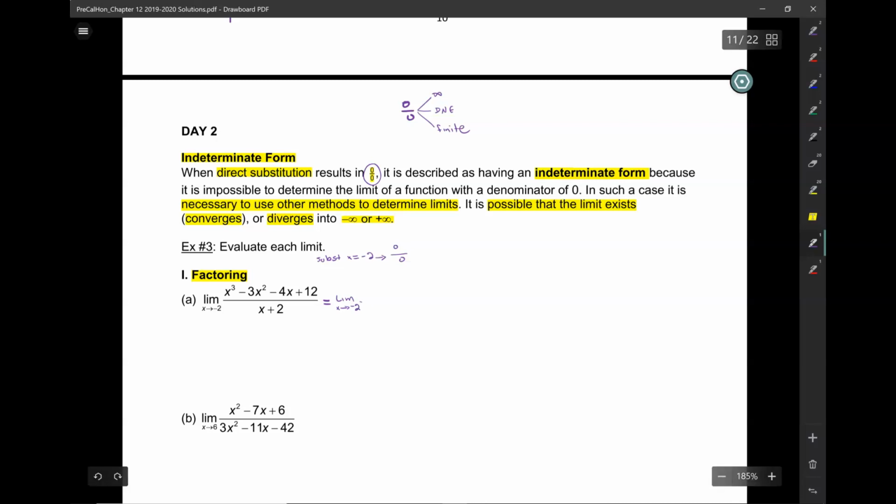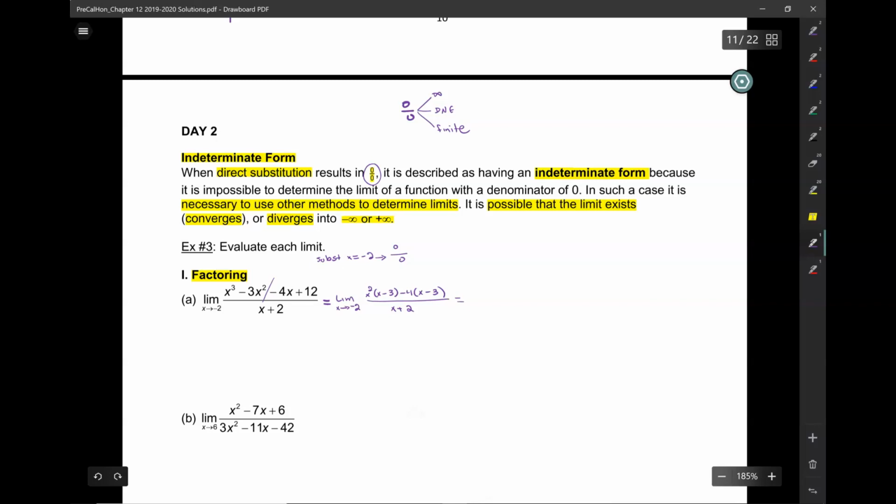I have to continue writing the limit as x approaches negative 2, right? So now this is going to be the limit as x approaches negative 2, and now I need to factor this. How do we factor a cubic function with 4 terms? We factor by grouping. Well, from the left here, I'm going to factor out an x squared, x minus 3, from the right, minus 4, x minus 3, all over x plus 2.